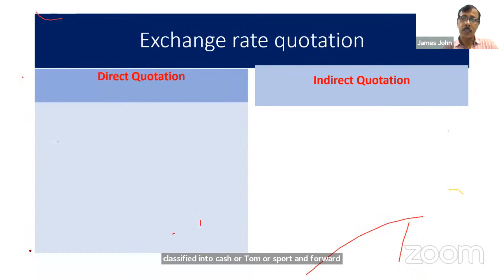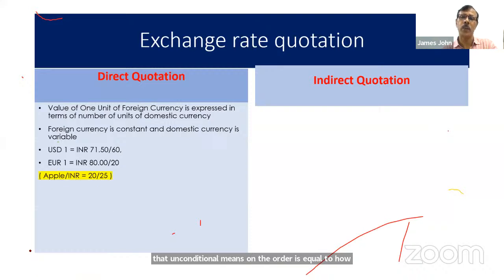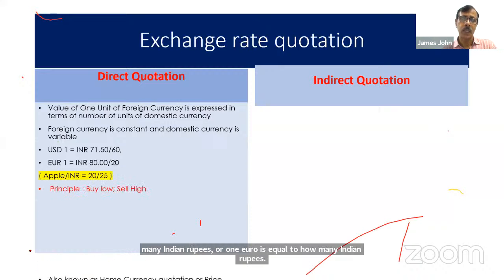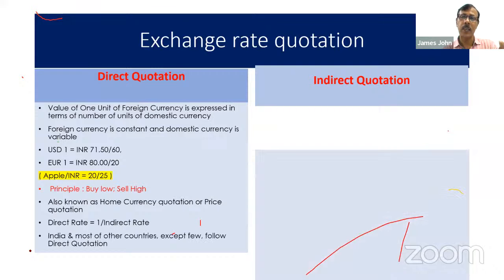A question they will ask. Next is quotation, direct quotation. Direct quotation means $1 is equal to how many Indian rupees, or €1 is equal to how many Indian rupees. This is a direct quotation. Direct quotation, the principle is buy low, sell high. Direct quotation is also known as home currency quotation or price quotation.